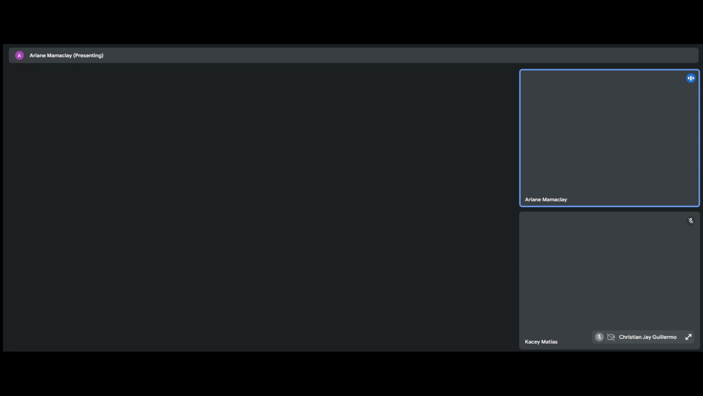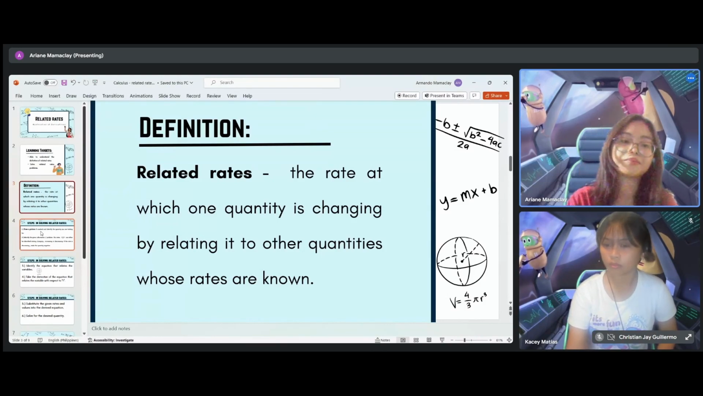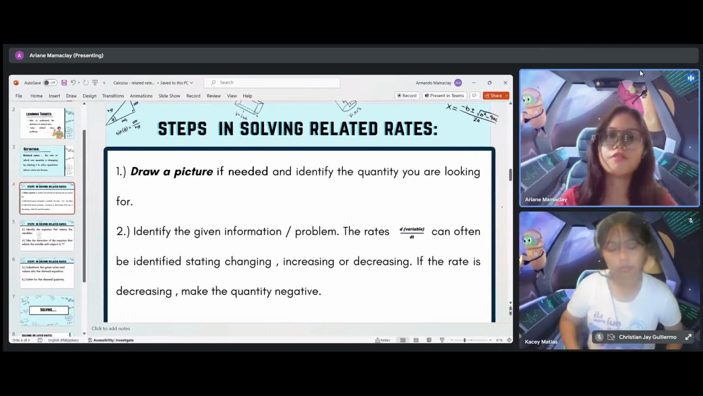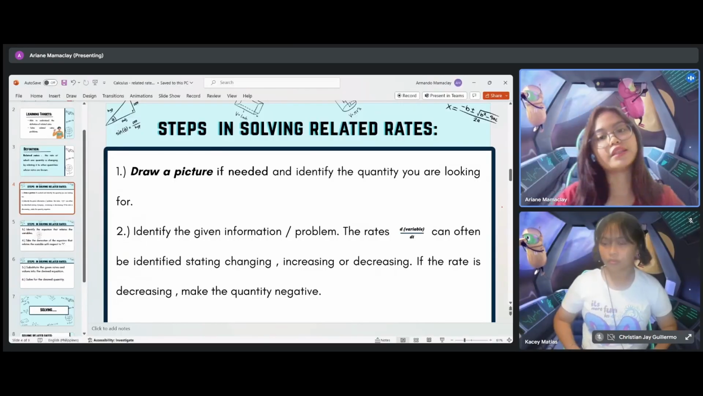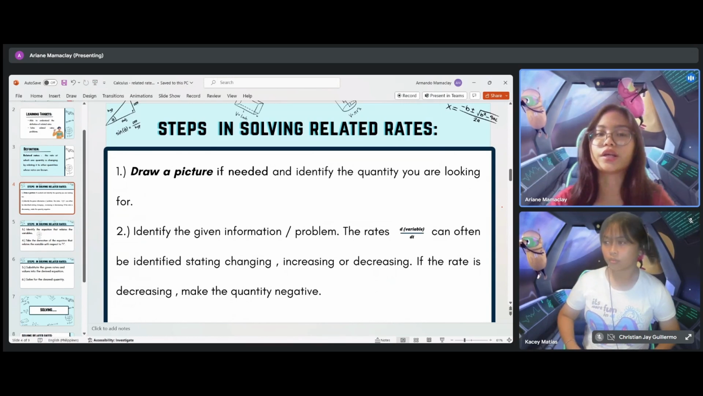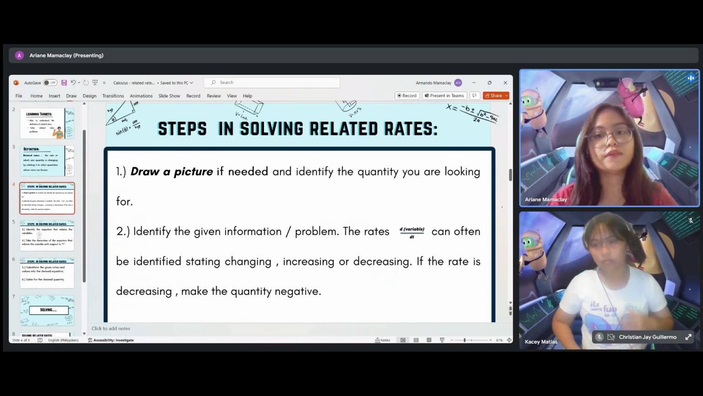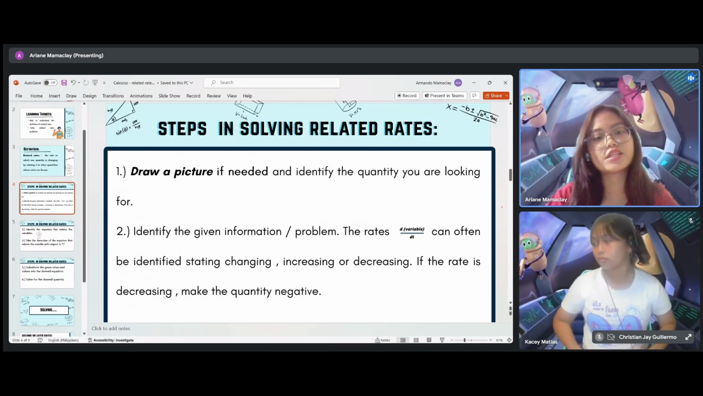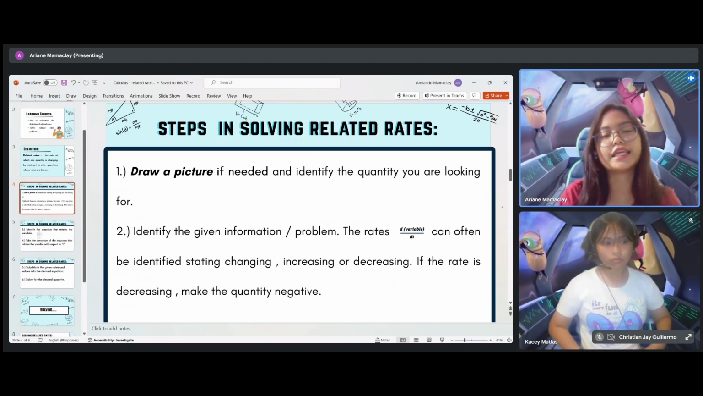So, moving on to how to solve related rates problems. Number one, draw a picture if needed and identify the quantity you are looking for. Minsan sa mga problems sa pag-solve ng related rates, kinakailangan i-draw natin yung picture para mas ma-identify natin kung ano ba talaga yung hinahanap doon.